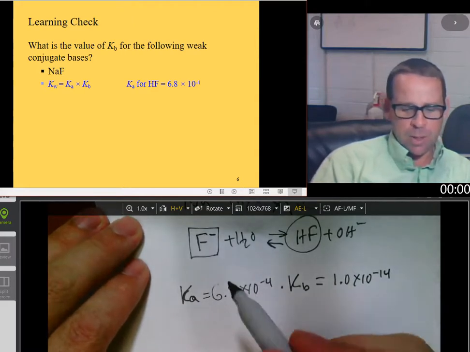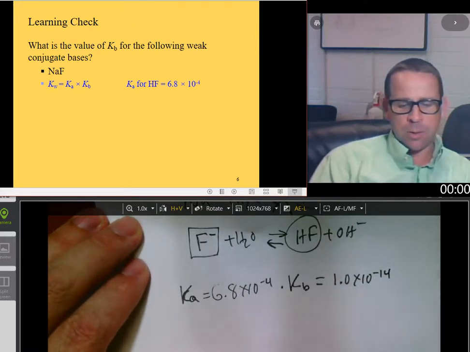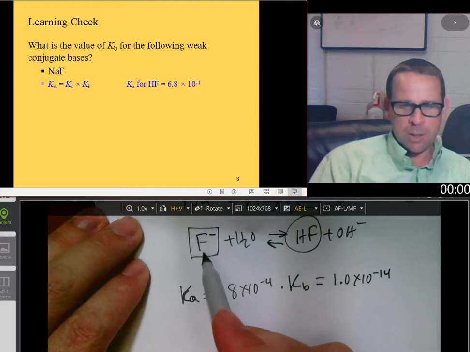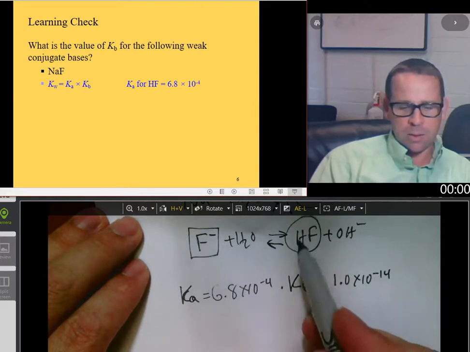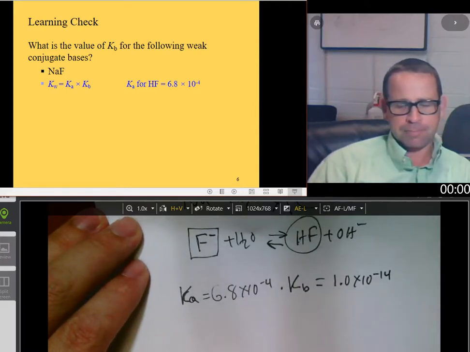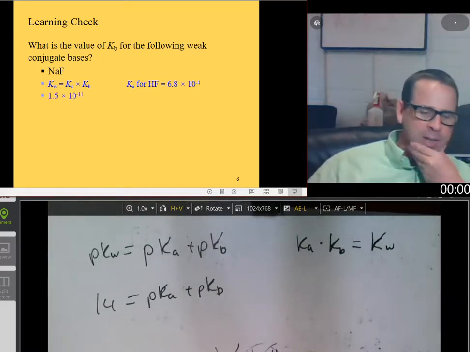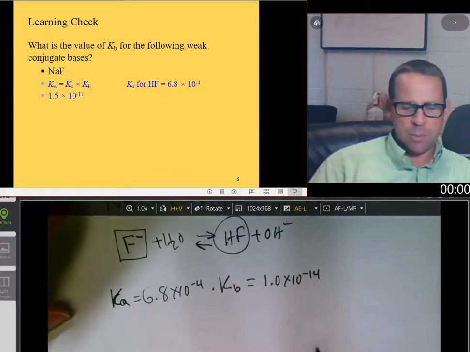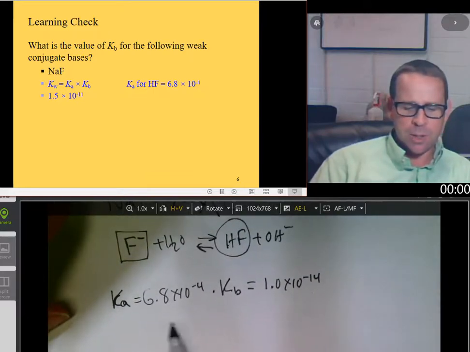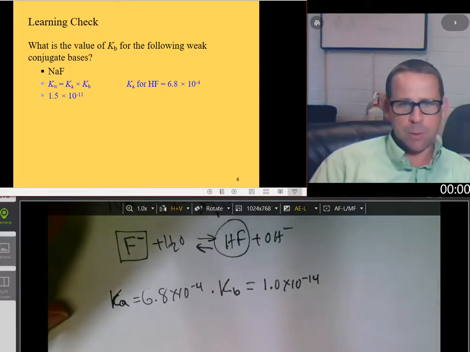All right, so there's a way that we will be able to solve for the Kb, and again, it's the Kb of the conjugate base of that acid. So 1.5 times 10 to the minus 11, that's what we should get if we take 1.0 times 10 to the minus 14 and divide it by 6.8 times 10 to the minus 4.